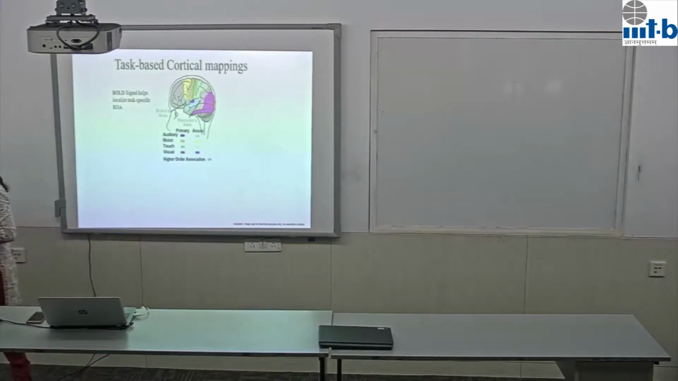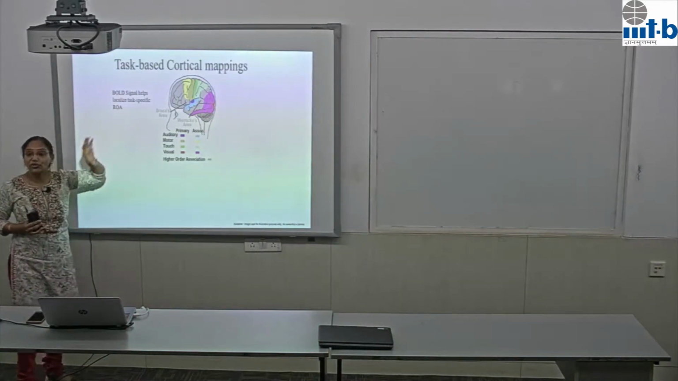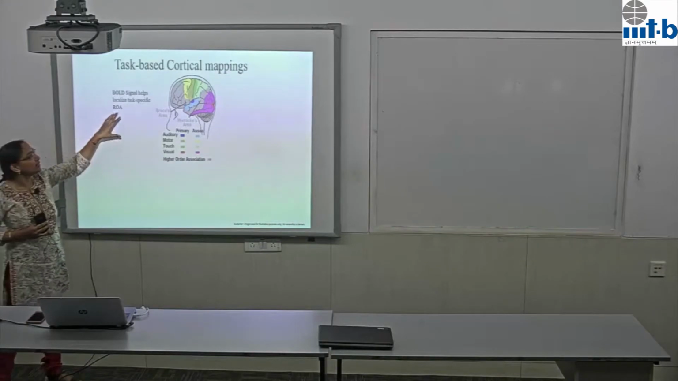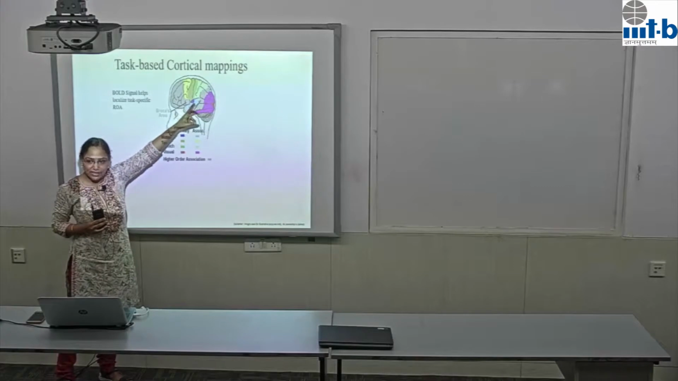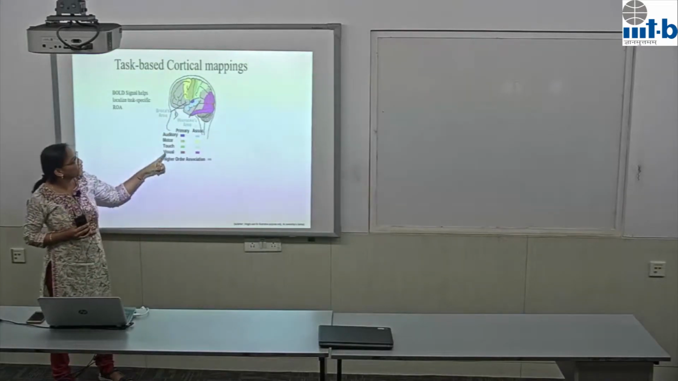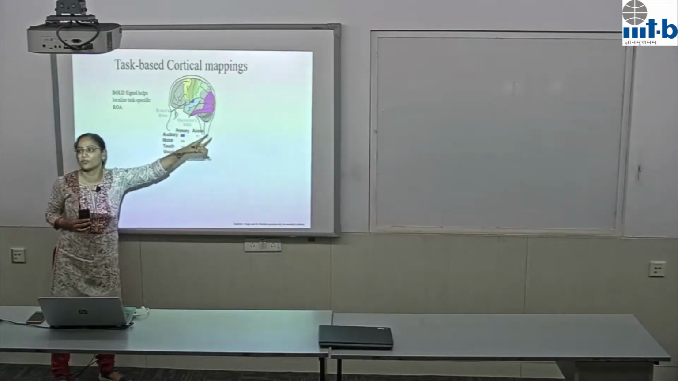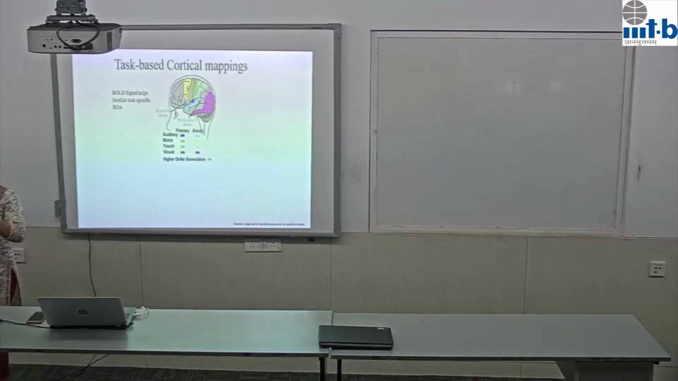So these task-based cortical mappings are very well known. How do you utilize BOLD signal for a specific task? If it's an auditory task, there's a specific region of the brain that is involved. If it's a visual task, there's yet another part of the brain that is involved. So these mappings are very well known, very well understood.